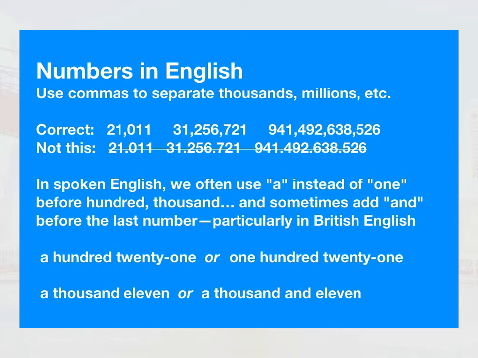In spoken English, we often use a instead of one before 100, 1,000, etc. And sometimes people will add and before the last number, and this is particularly for British English speakers. Examples of these: 121 is the same as 121. 1,011, 1,011, both the same.